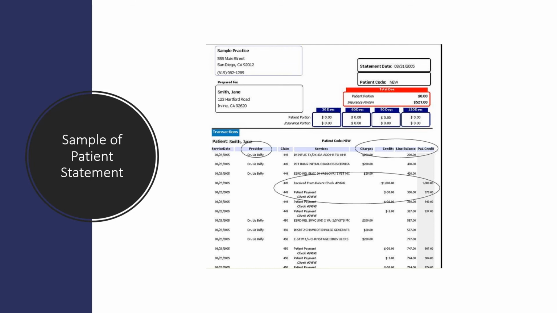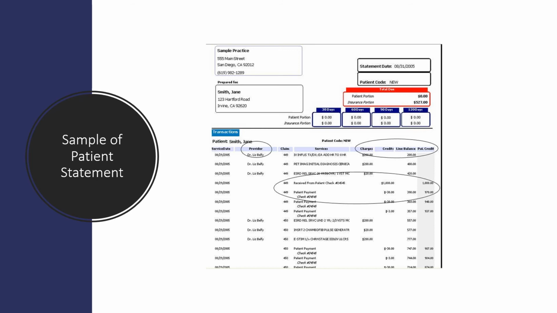This is a sample patient statement. You can see all of the patient's information, such as their name and address. You can also see the sample practice address information and phone number. To the right, you can see how much the patient owes, which is $0, and the portion that the insurance pays, which is $527. Also underneath, you can see the 30 to 120 days aged AR, where the patient doesn't owe anything or isn't behind. Then we see the transactions, where the patient can see everything where services were rendered.